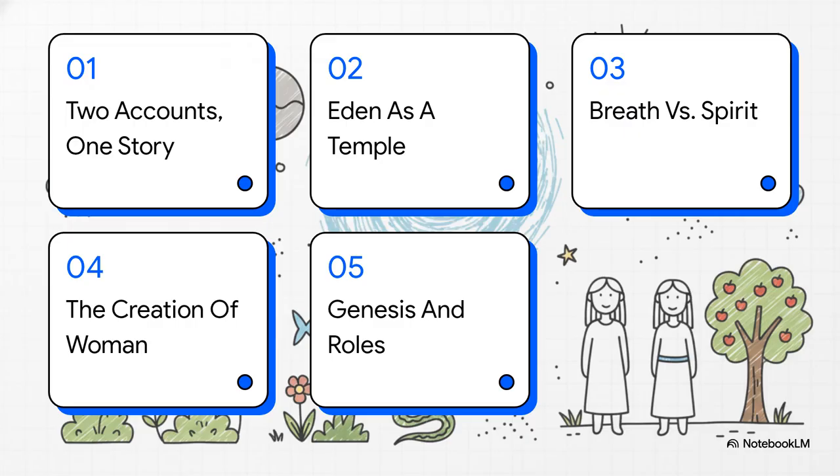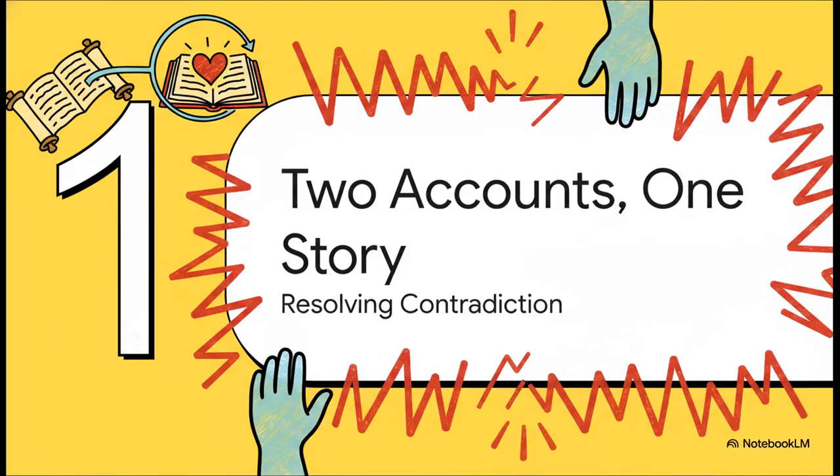Here's our roadmap for The Explainer. First, 2 accounts, 1 story. Then Eden as a temple, followed by breath versus indwelling spirit. Fourth, the creation of woman. And finally, Genesis and marital roles. Let's jump right in. Section 1.